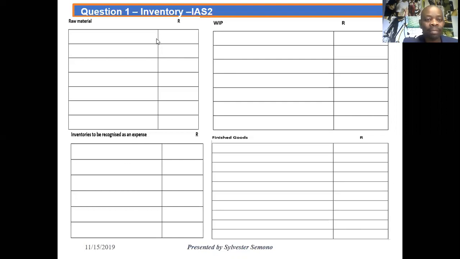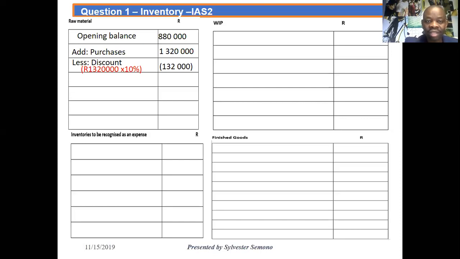Firstly, we need to go and buy the raw material. As you can see, we have the balance given to us at the beginning. So the first thing that we put is the balance at the beginning, 2018, for 880,000. But during the period, we did buy raw material. We bought the raw material for 1,320,000. But remember, when we bought, we were given a discount of 10%. We need to deduct that discount because we only incurred an amount that is less than the original amount. So the discount is 10%, which is 132,000, and we less it.